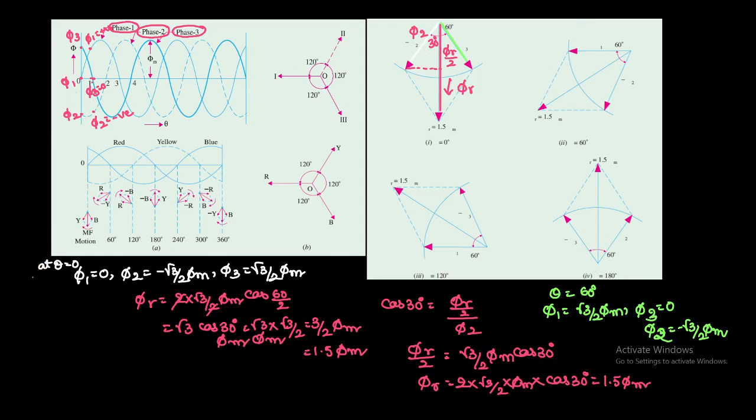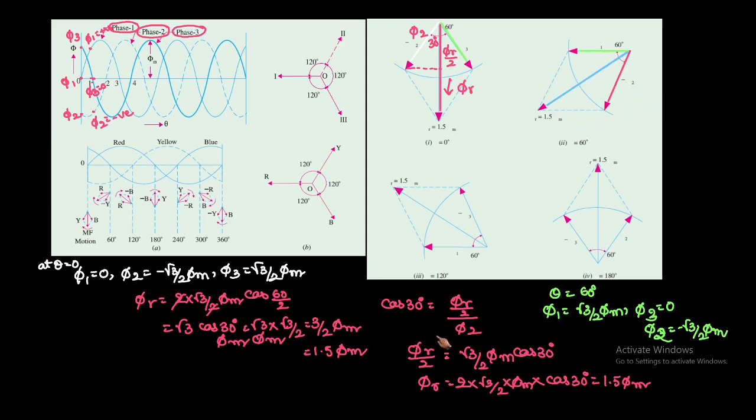At this instant, if you draw the resultant vector diagram, this is phi 1, and if you draw the other one, this is the phi 2 diagram. Both will be added, so the resultant will be in this fashion, like this. Here phi 1 is of a positive value, phi 2 is of a negative value, and phi 3 will become 0.